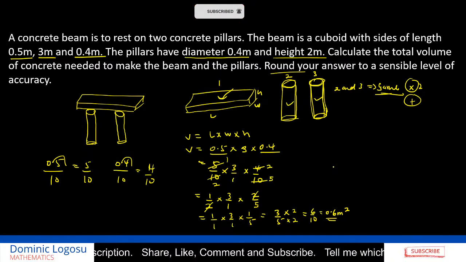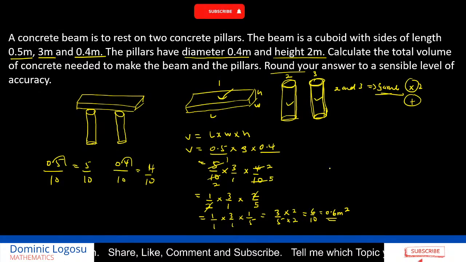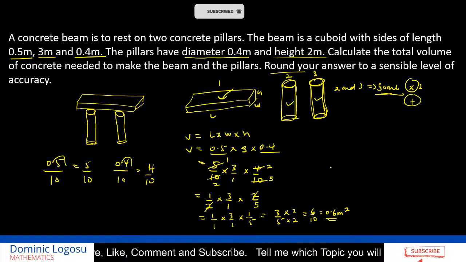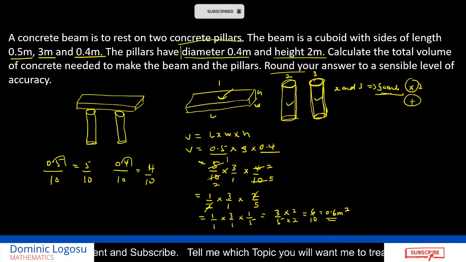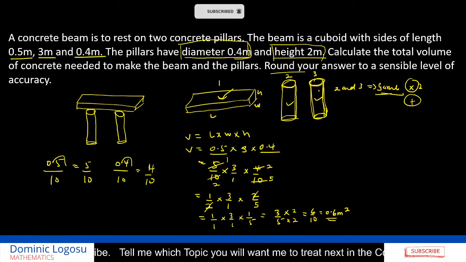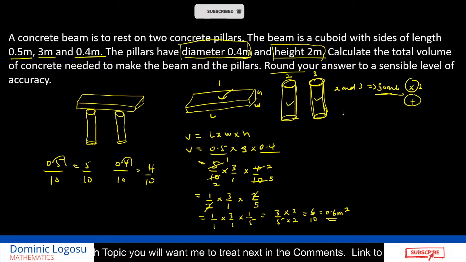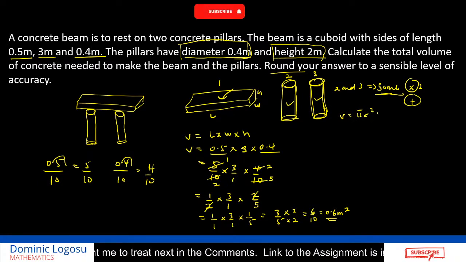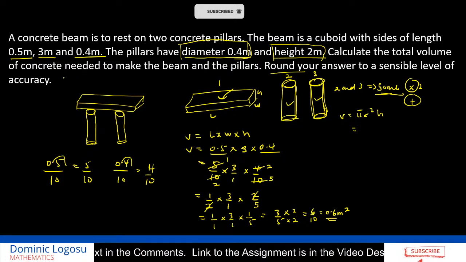Okay, so we will quickly move to finding the area of one of the cylinders. Remember, they are the same cylinders that are supporting the beam. The thing we need to concentrate on is the diameter and then the height, which is going to help us find that. So let's look at the formula for finding the volume of a cylinder, and that will be pi r squared h. We know that pi will always be 22 over 7 or 3.14.